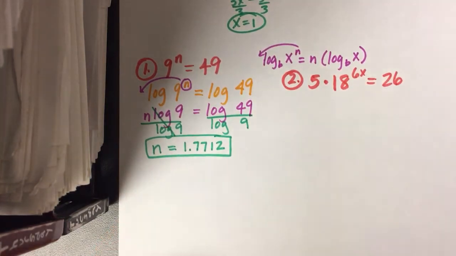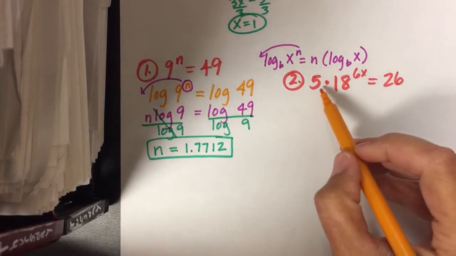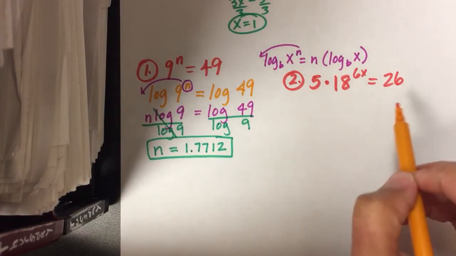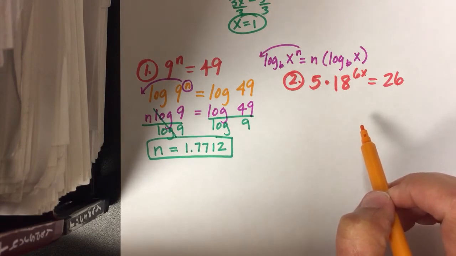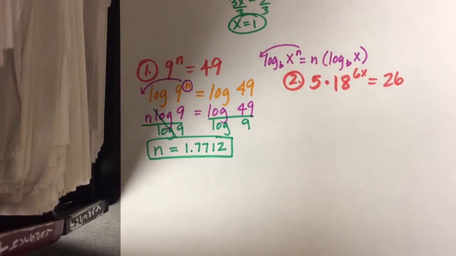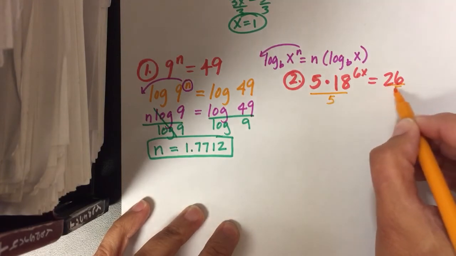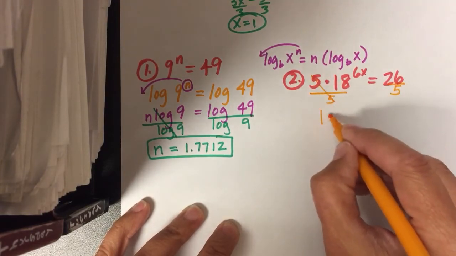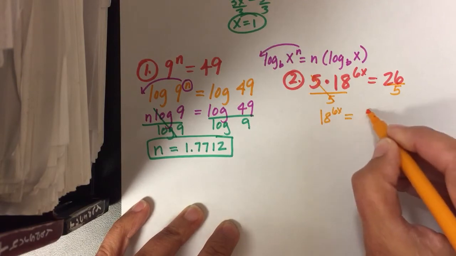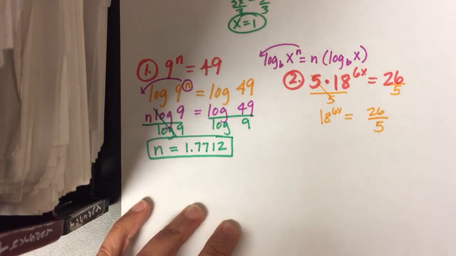This one's going to be a little bit more complicated because now we're going to have some fractions and whatnot. The first thing is, let's get this 5 and move it over. You could also wait and take the log of both sides and use the expansion rule. Actually, let's go ahead and do the division first, so we'll solve it both ways. The 5 is multiplied, so I'm going to divide by 5. That way I get 18 to the 6x equals 26 over 5.